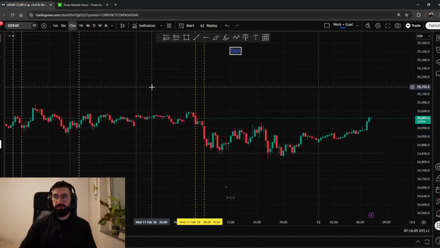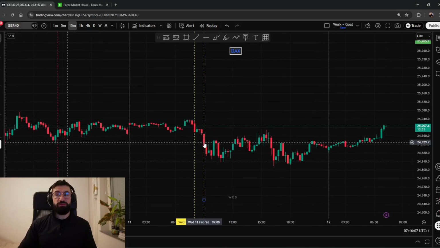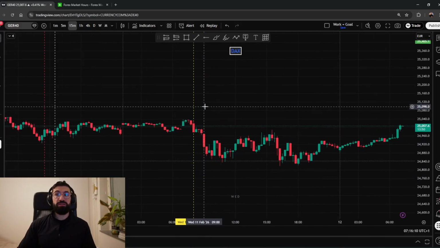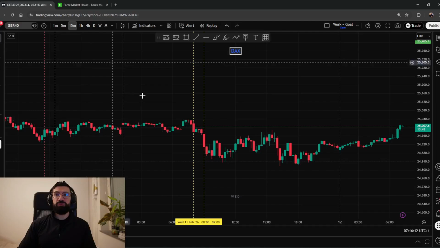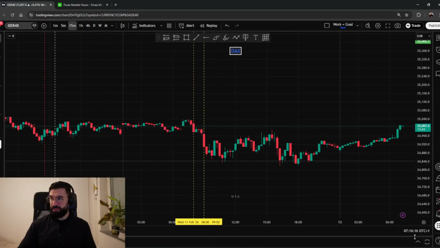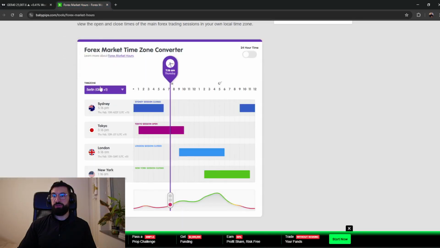So let me just jump to 9 o'clock, London session opens. It all depends on your time. Maybe in your time, the London session opened like this. This is the settings I'm using, UTC plus 1, 9 o'clock. When you write UTC, depending on where you live, you need to mark it based on your time zone.